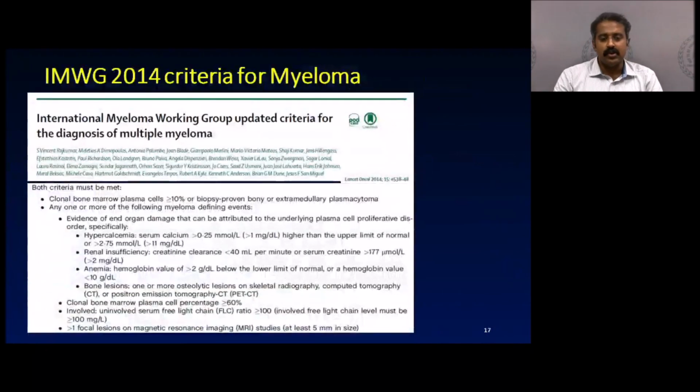So this is the new updated 2014 criteria. You have to have both criteria. So you had to have clonal bone marrow plasma cell more than 10%, or a biopsy proven bony or extramedullary plasmacytoma. That was the first criteria. The second criteria was that you had to have any of the below said myeloma defining events, which is now updated from CRAB to SLiM CRAB. I will go through it in the next few slides.